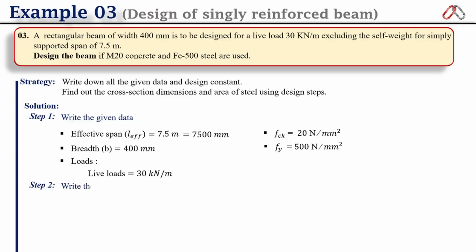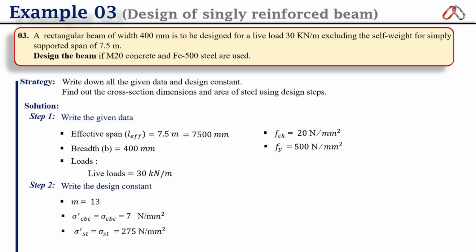So the second step is to write the design constants. The modular ratio for M20 grade of concrete is 13. The permissible stress in concrete is sigma cbc 7 Newton per mm square, and for steel sigma st 275 Newton per mm square.